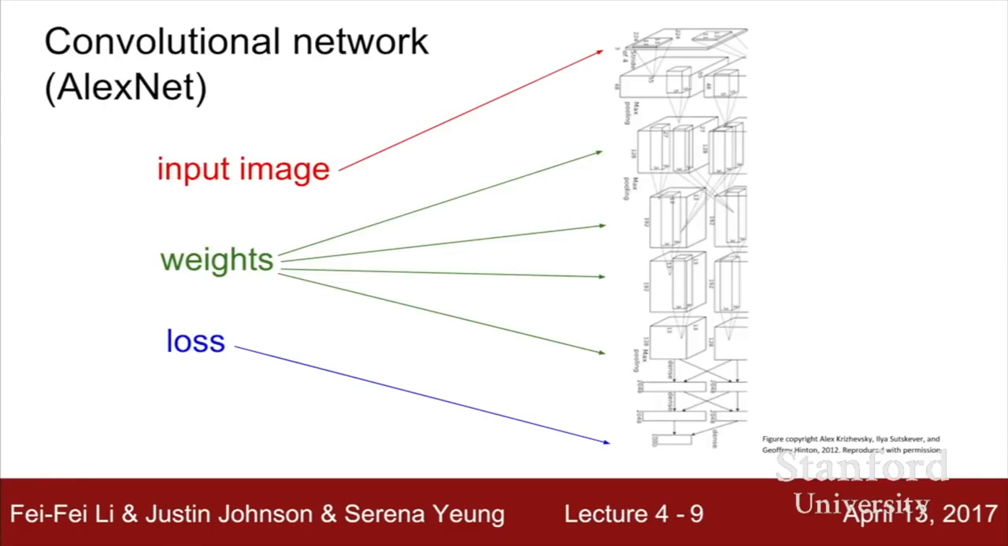And this becomes very useful when we start working with really complex functions. So for example, convolutional neural networks that we're going to talk about later in this class. We have here the input, the image at the top. We have our loss at the bottom. And the input has to go through many layers of transformations in order to get all the way down to the loss function.